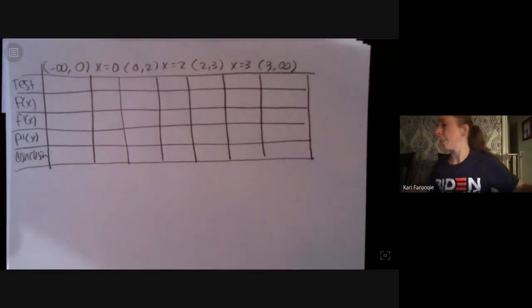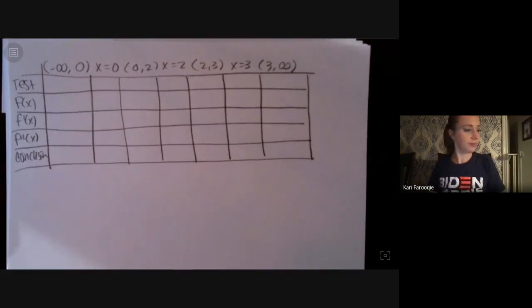There it is. You are going to enter into your calculator f, f prime, and f double prime. F is 4x cubed minus x to the fourth. F prime is 12x squared minus 4x cubed. And f double prime is 24x minus 12x squared.